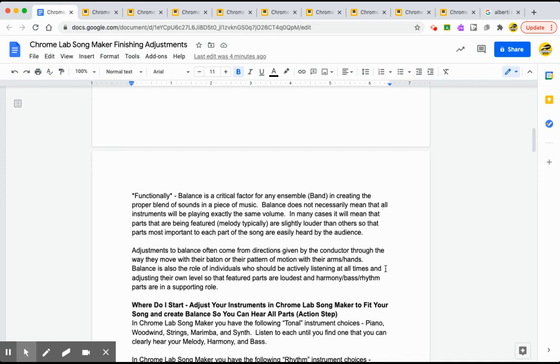Balance does not necessarily mean that all the instruments will be playing at the same volume, and in many cases, it means that parts will be featured, or, for example, the melody will be slightly louder than the others so that those parts are more clearly heard, while other parts like the harmony, the bass, and the rhythm may play a more supporting role. Now, information for this can be conveyed by the conductor, which would be me in this case, in the way that I am moving my baton, which is a conducting device that I have, or by using my hands and arms if I am not using my baton for conducting.